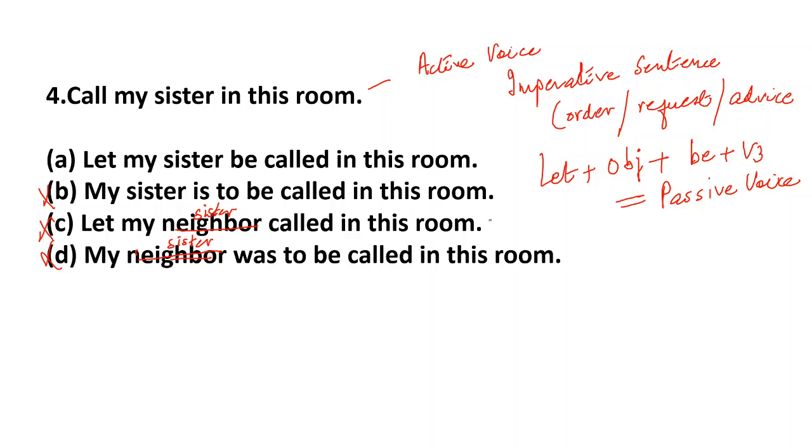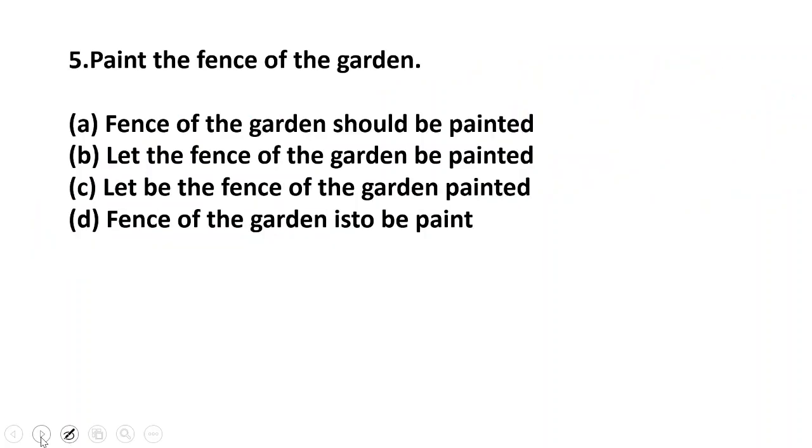So according to this rule, this is the correct one. Let is there. Then object, my sister, this is the object. Then be is there, then V3 is there. And then in this room is the passive voice. Understood? So if you learn, this is a very shortcut method. Call my sister. This is an imperative sentence. Let my sister be called in this room.